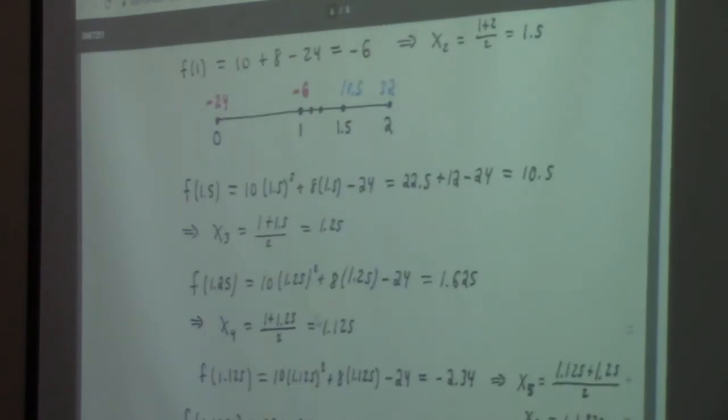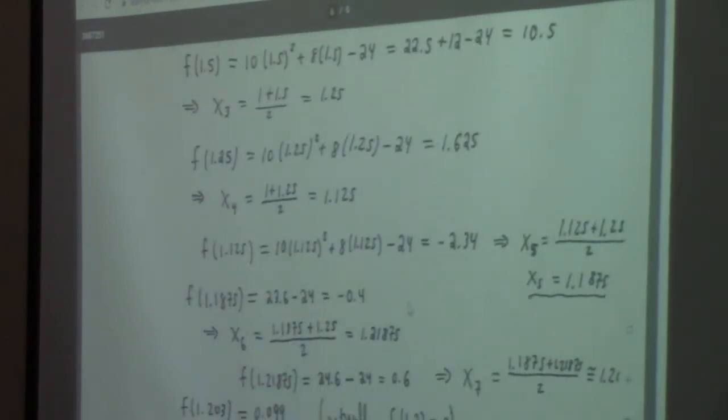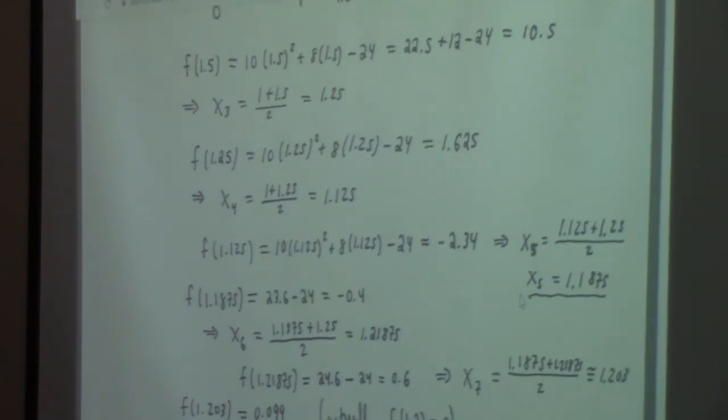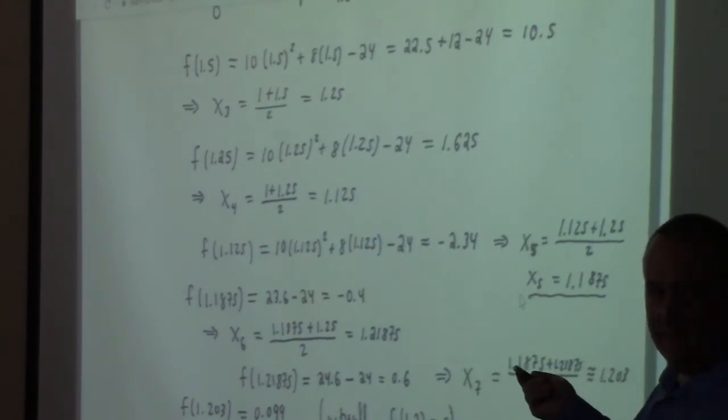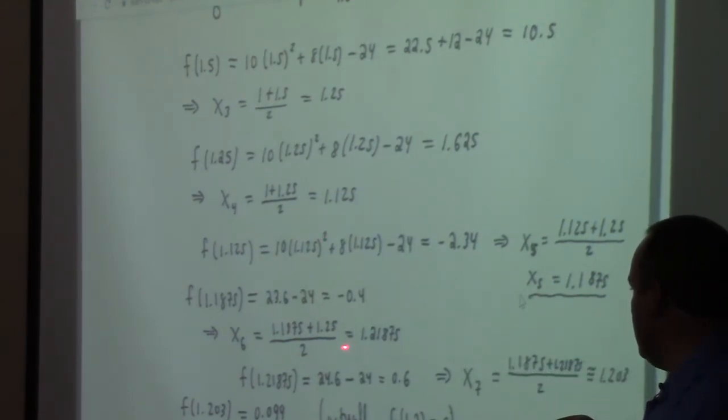And you just keep doing this, down and down and down. Each time subdividing and picking the next midpoint on the basis of where I get a sign flip. And so I do it. I can't picture it very well, but my x5 is 1.875, and that gives me f of 1.875 is minus 0.4.